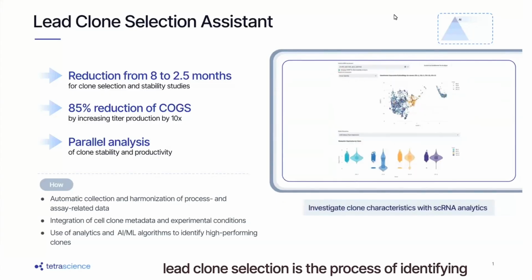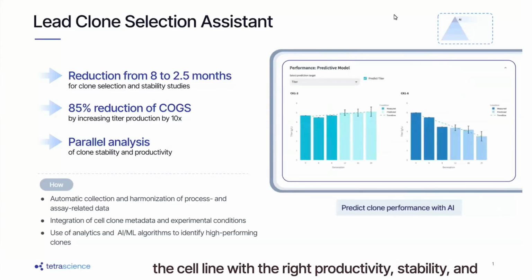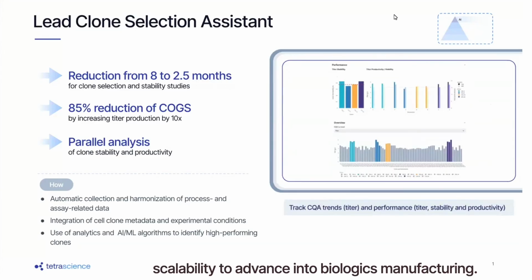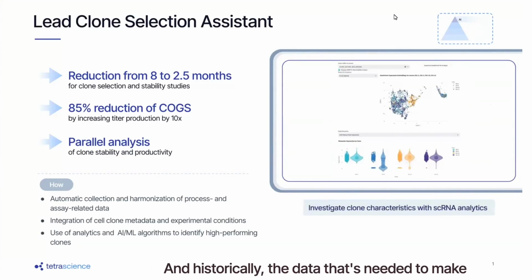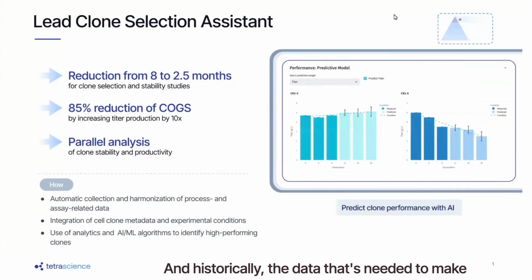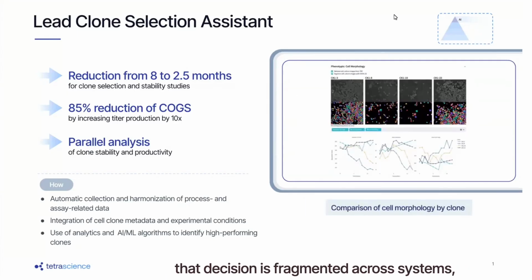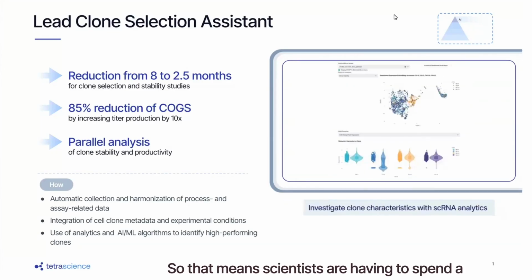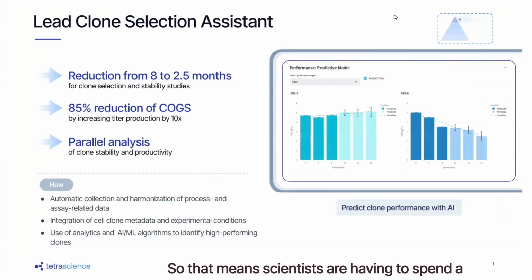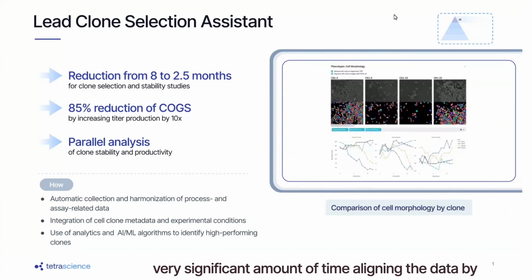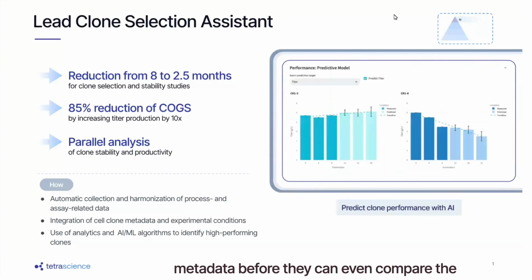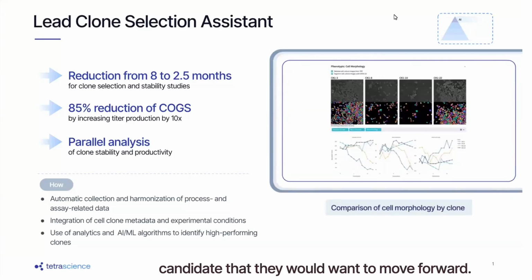Clone selection is the process of identifying the cell line with the right productivity, stability, and scalability to advance into biologics manufacturing. Historically, the data needed to make that decision is fragmented across systems, spreadsheets, and even proprietary file formats. So scientists spend a very significant amount of time aligning the data by clone IDs, time points, assay results, and process metadata before they can even compare the candidate they would want to move forward.